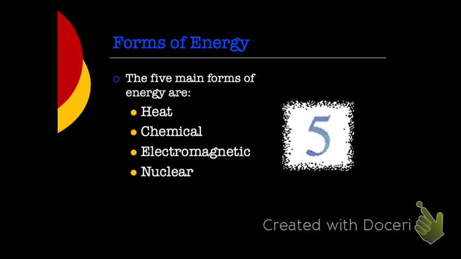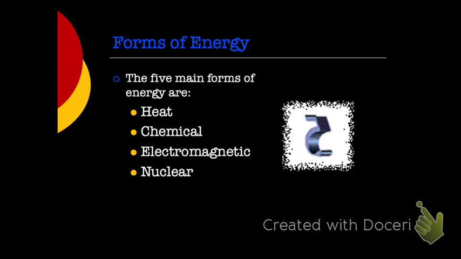Nuclear energy. Does anyone have an idea what that might be? Nuclear energy is the energy found within the nucleus of an atom. Because what is found in the nucleus of an atom? Let's review a little bit back even further. In the nucleus of an atom, what 2 parts of an atom are in there? Protons and neutrons. And they're held together by really strong forces called nuclear forces. So when those bonds are formed and broken, we see a lot of energy transfer there.